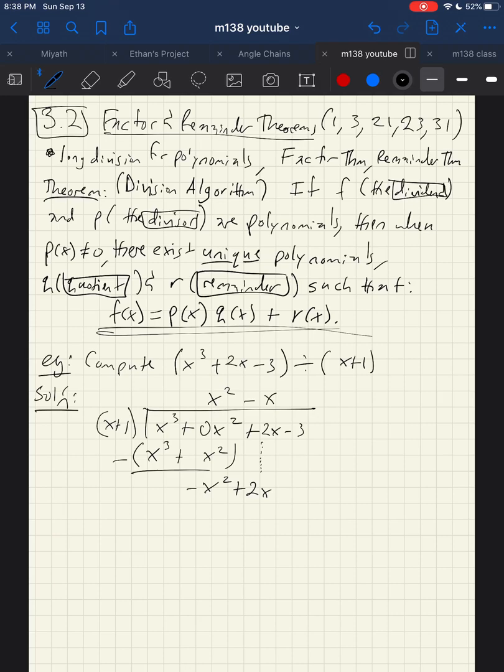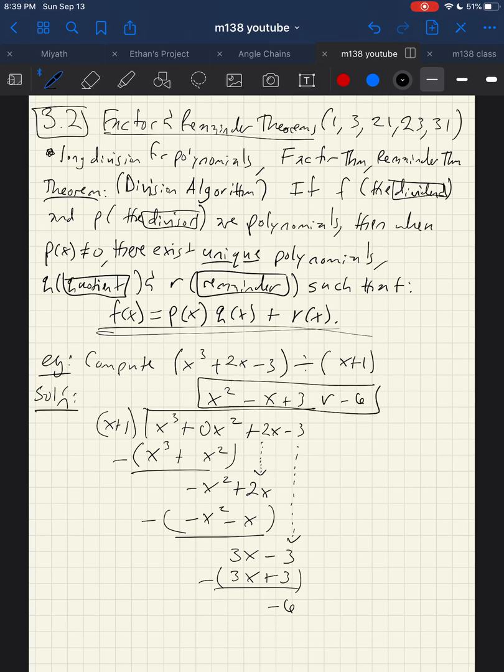Drop down the 2x. How many times does x go into negative x squared? It goes in there minus x times. So I've got minus x squared minus x. Subtract. Now, negative x squared minus a negative x squared gives me 0. So I've got 2x minus a negative x, leaving me with 3x minus 3. Oh, sorry, forgot that. So how many times does x go into 3x? Well, it goes in there 3 times. So I have 3x plus 3. And when I subtract, I'm left with, of course, negative 3 minus positive 3, so I'm left with negative 6. So the remainder is negative 6.